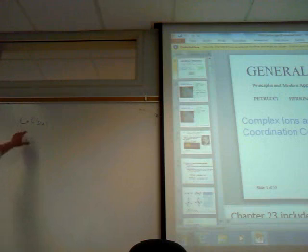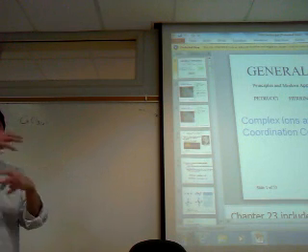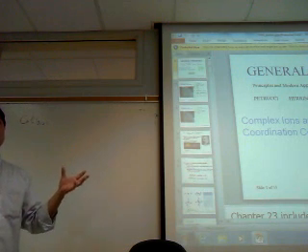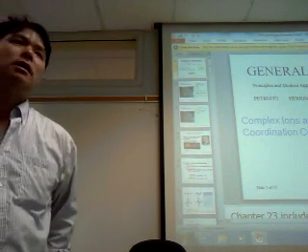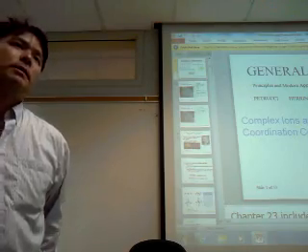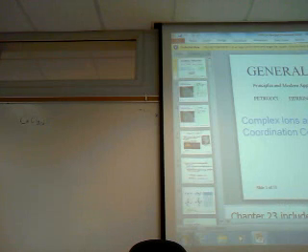For cobalt, I said just in our drawing, you could coordinate it with 6: 4 in the plane, 1 on top, 1 below. But the actual crystal structure depends on how those ions are packed together. And so yesterday we were reviewing some Chem 1A topics.